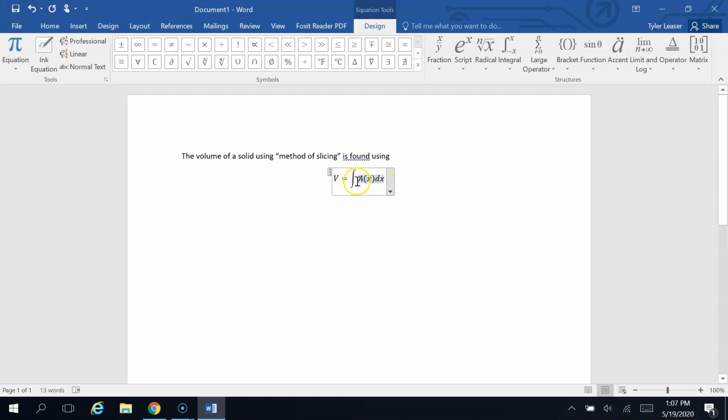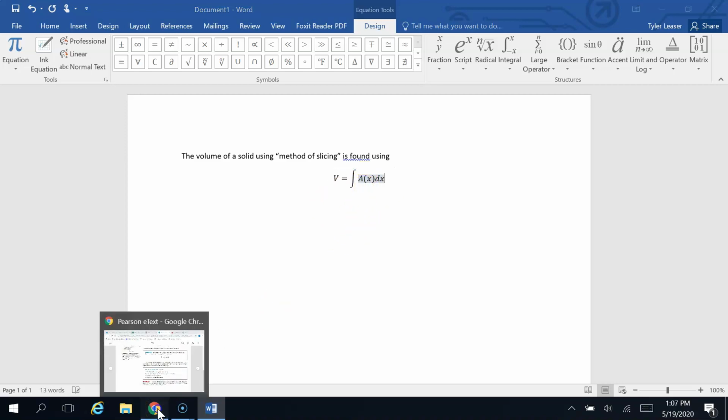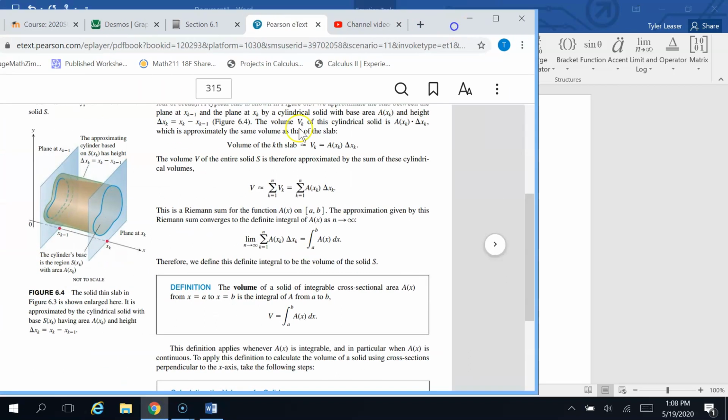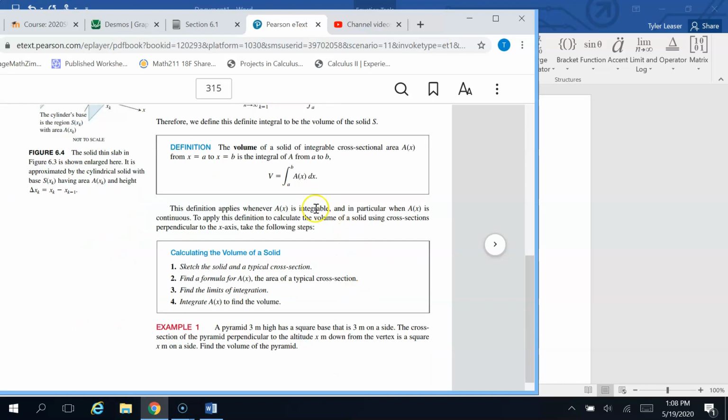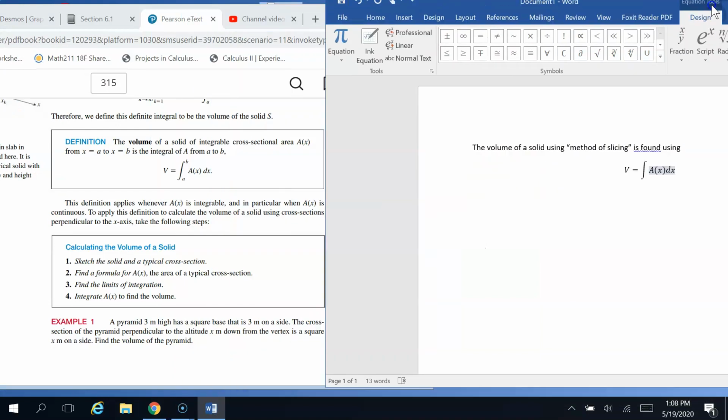Now this changes, right? As I move along the x-axis, my cross-sectional area changes. To go back over to the book, this is what we were talking about before. As I move along the x-axis, the area changes. So if I just integrate over that changing area, that'll give me the total volume. The book gives you some steps here that you can read through for actually calculating one of these, but we're going to jump right into this first question.